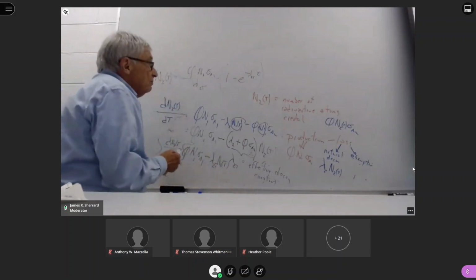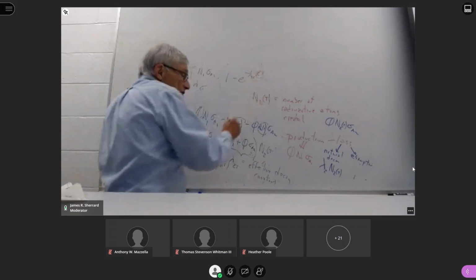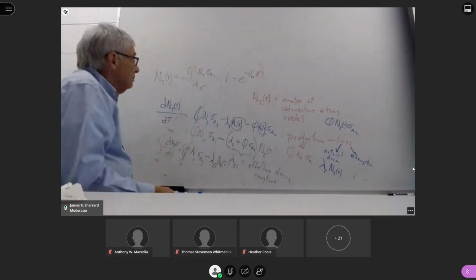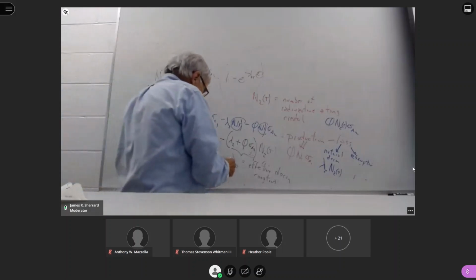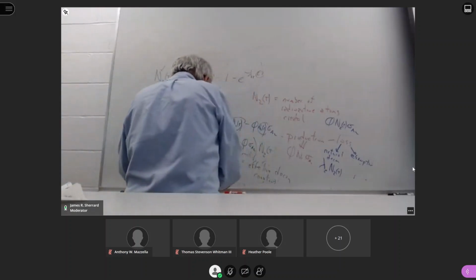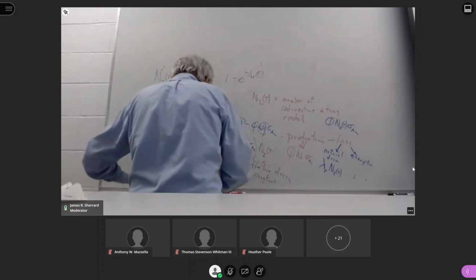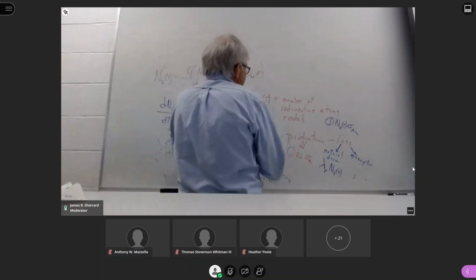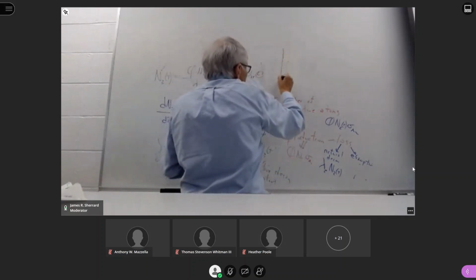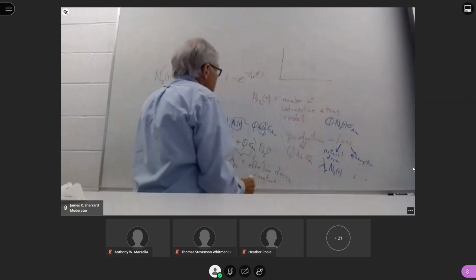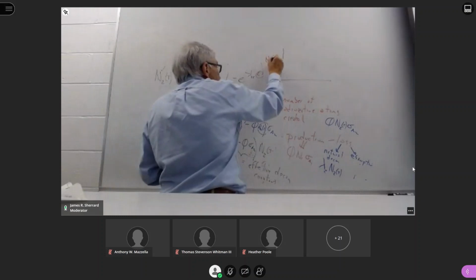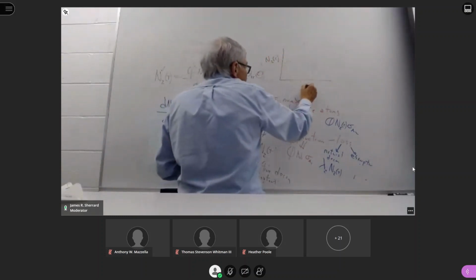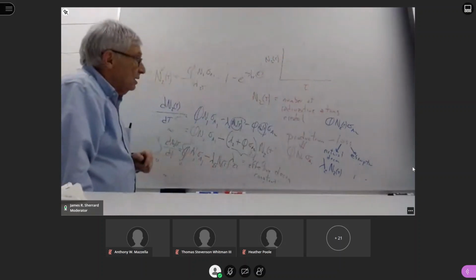So there are two variables. This is my independent variable. This is my resulting dependent variable. If I plot what this curve looks like, where this is N2 as a function of time versus time.